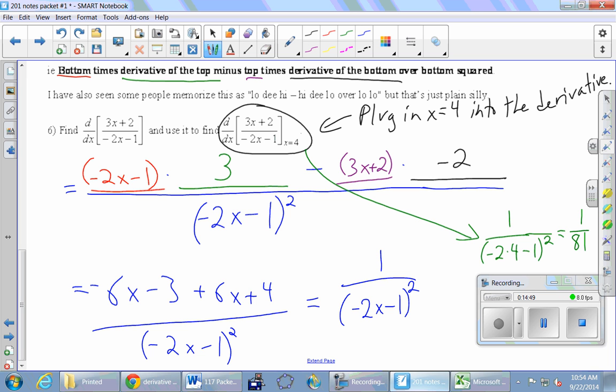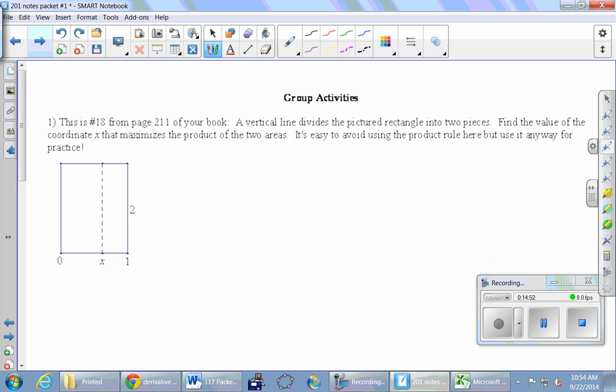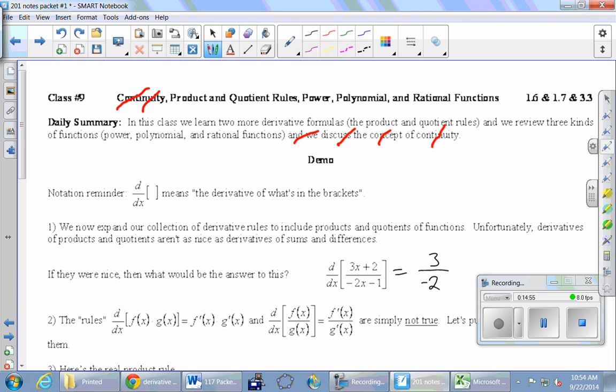Okay, so product rule, quotient rule. We'll have opportunity to practice both of those on the very next page, which is where the activities start. Let's see how far we can get.